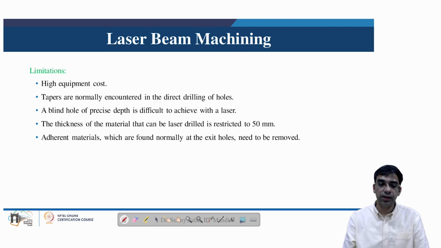But the process also has certain limitations because lasers are known to have very high cost, so the high capital cost of the equipment is one limitation. Sometimes there may be taper encountered in direct drilling of holes, because as the aspect ratio increases, the workpiece material may be conducting more heat, so ultimately we may observe some taper. Blind holes with precise depth may be difficult to achieve, thickness is restricted to 50 millimeters at optimum conditions, and at times there may be some adherent material sticking to the exit of the holes which needs to be removed by subsequent processing.